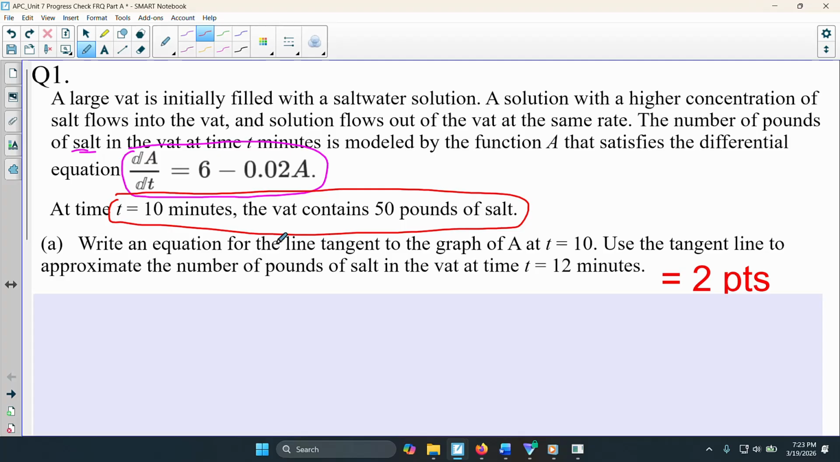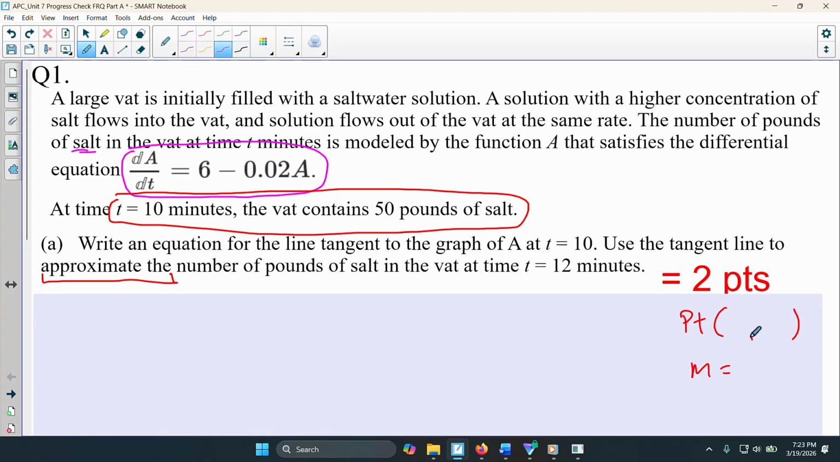Right, an equation for the line tangent of this, and so the two parts. We're going to write a line tangent, and then use the tangent line to approximate the number of pounds. So the moment you see the line tangent, or approximate using the line tangent, you should be thinking two things. You need a point, and you need a slope to get the equation of a tangent line. So m equals, I'm going to write this as a guide for me and for yourself.